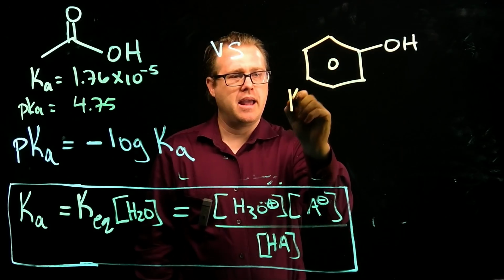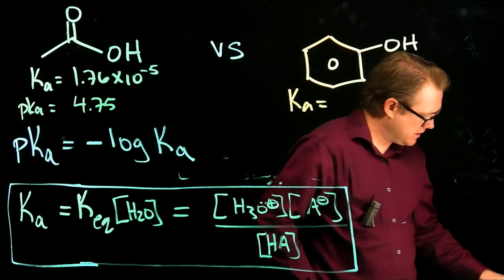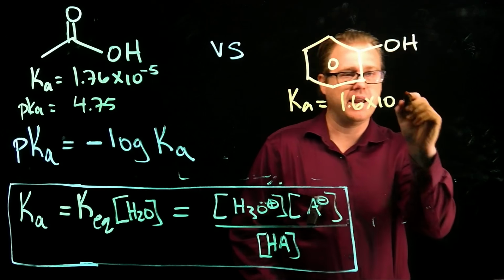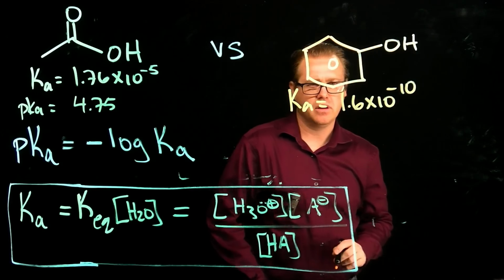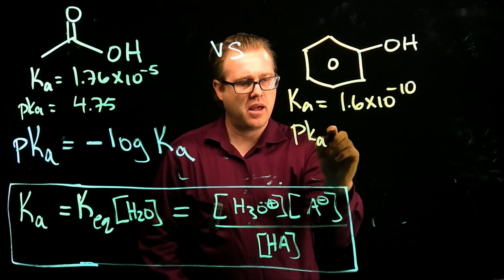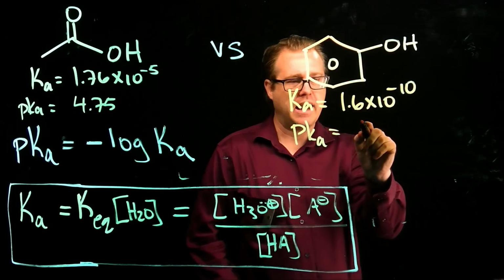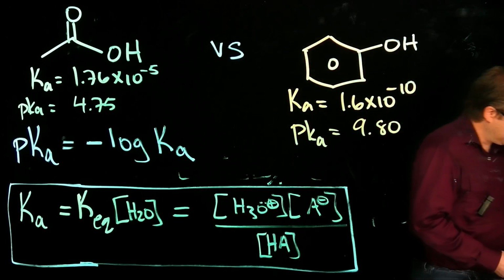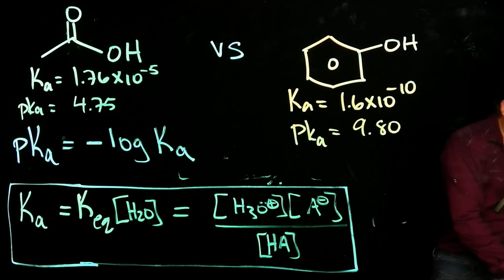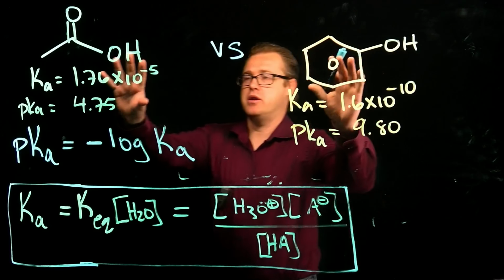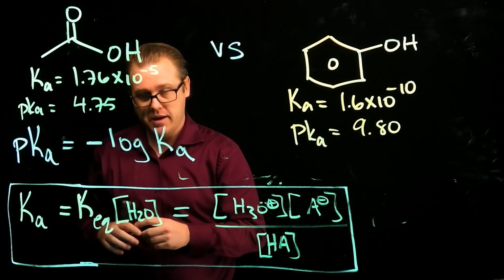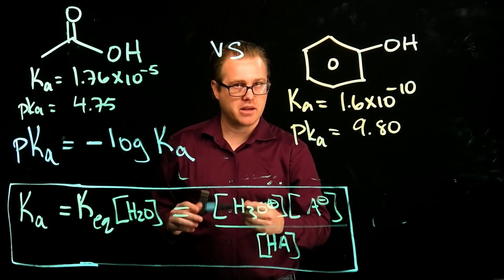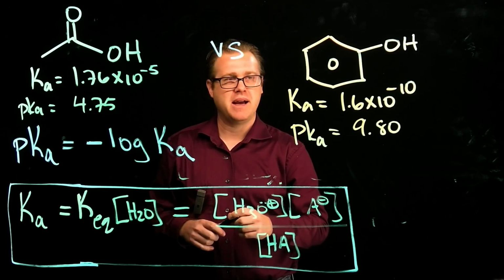And when we look at the Ka for phenol, 1.6 times 10 to the negative 10. And then the pKa was 9.80. Now, when we compare these two molecules, our goal here is to find out which one is the most acidic. That's the question I'm asking.